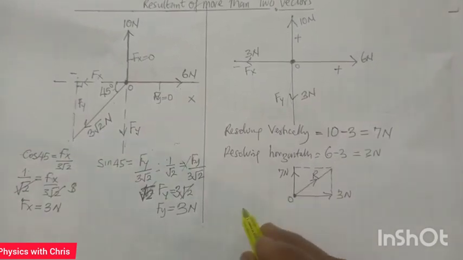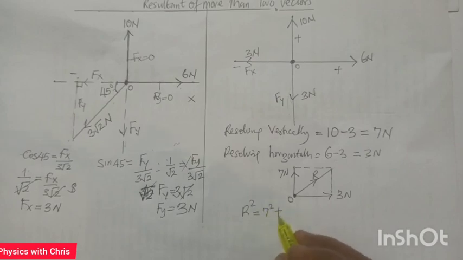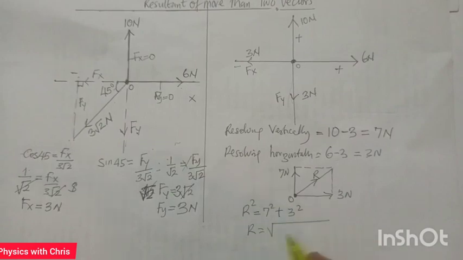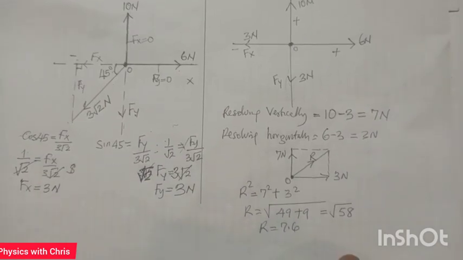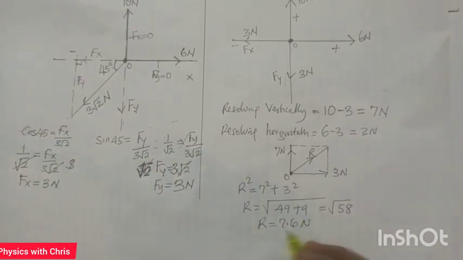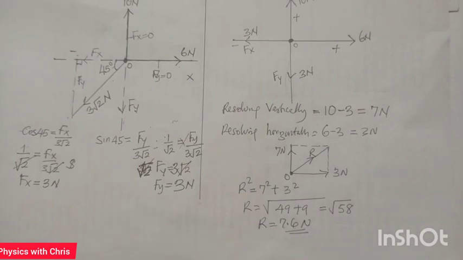There I can use Pythagoras theorem. The resultant squared is now finally 7 squared plus 3 squared. That gives me square root of 49 plus 9. That is the square root of 58. The square root of 58 gives me 7.6. Approximately, to the nearest one decimal place, I have 7.6 Newton as the resultant vector.